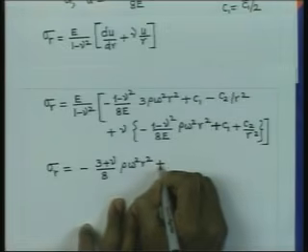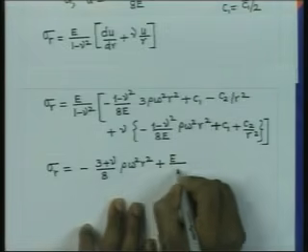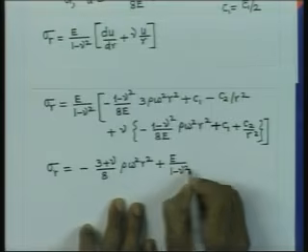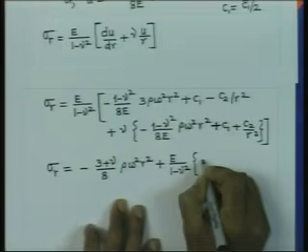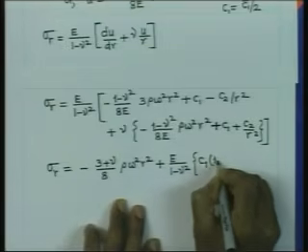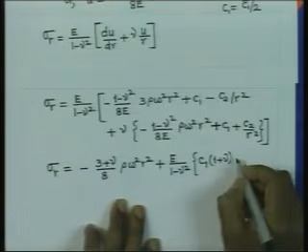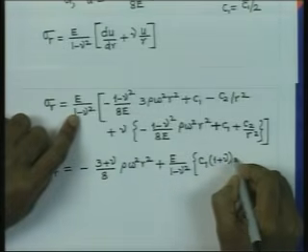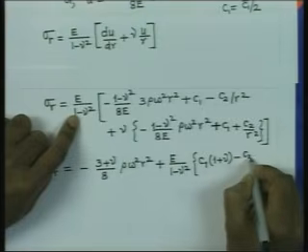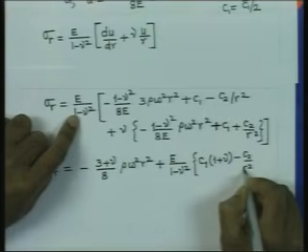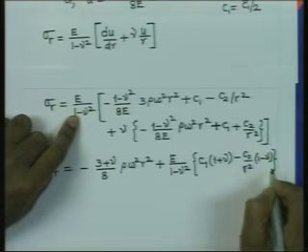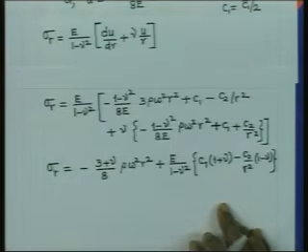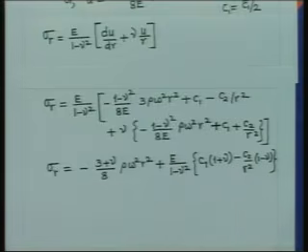Then we are going to have E by 1 minus nu square, then we can add up these terms, C1 into (1 plus nu), and we will have C2 by r square, we will have (1 minus nu). So, this is the expression for the radial stress.